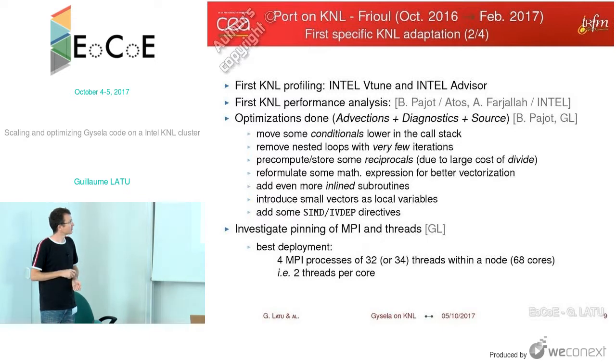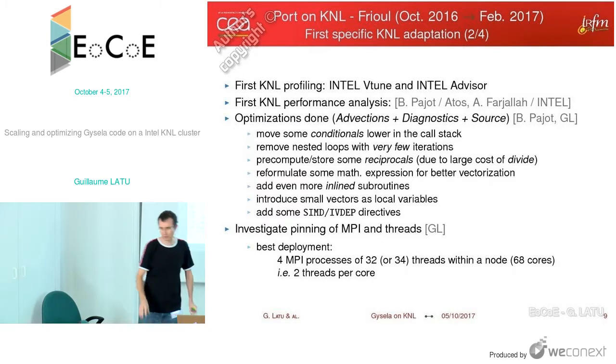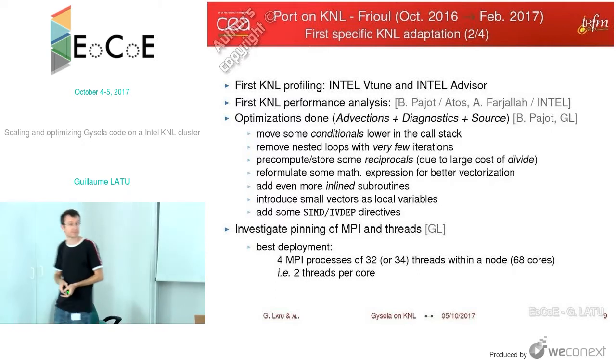Last thing, we also investigate many deployment strategies. And for KNL, the most efficient one was 4 MPI processes of 32 threads on one KNL node. Then we have a better locality with the quadrant configuration of the nodes. So we typically have 2 threads per core and 1 MPI process per quadrant.